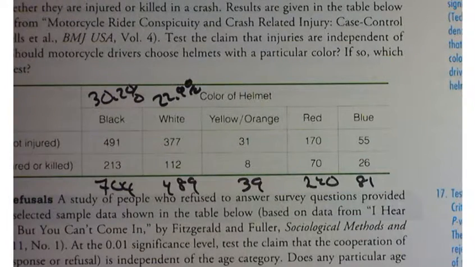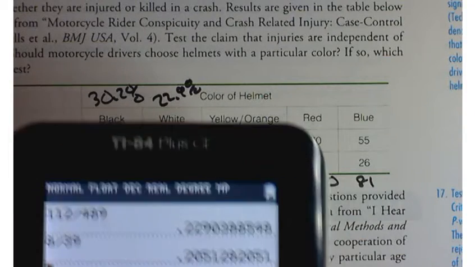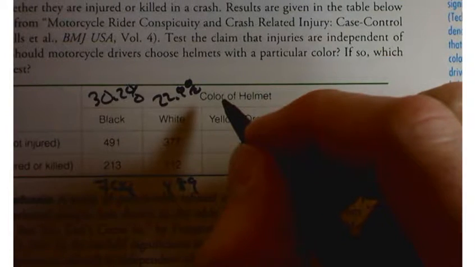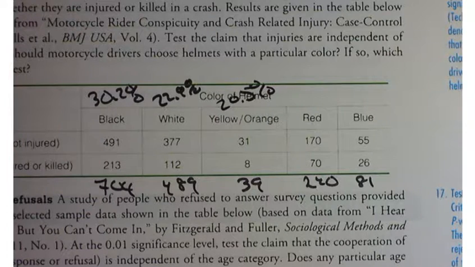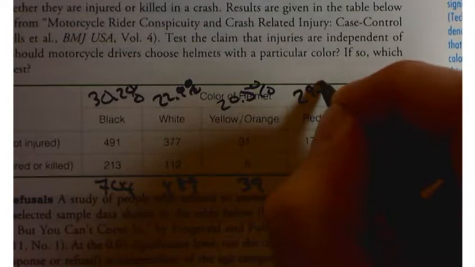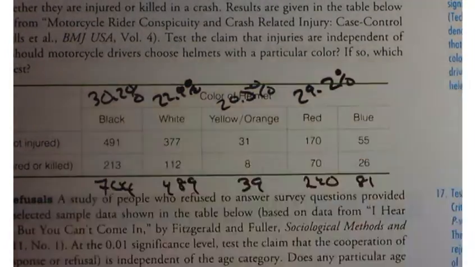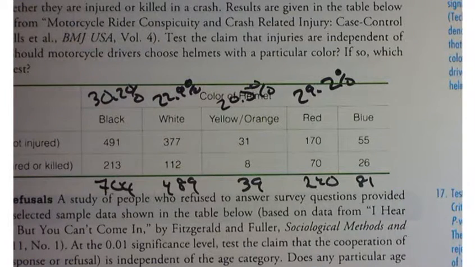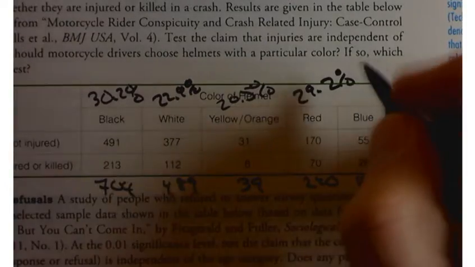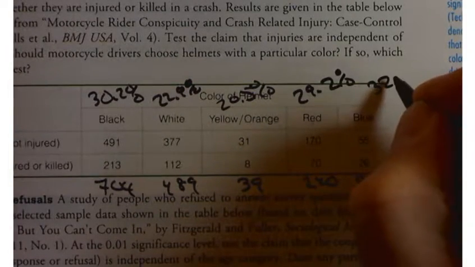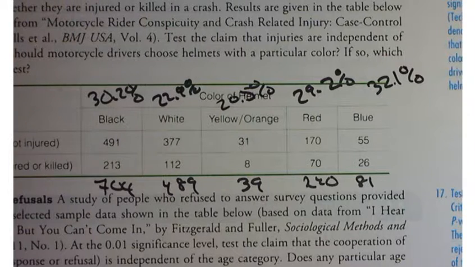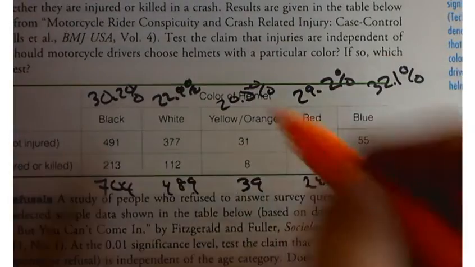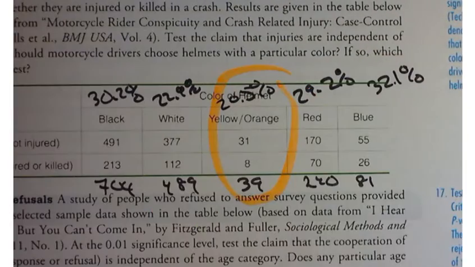8 divided by 39 is 20.5%. 70 divided by 240 is 29.2%. And 26 divided by 81 is 32%. Yellow orange, yeah. I'd be a little more comfortable with this conclusion if they had a little bit more data for people wearing yellow and orange helmets. I guess they're not that popular.